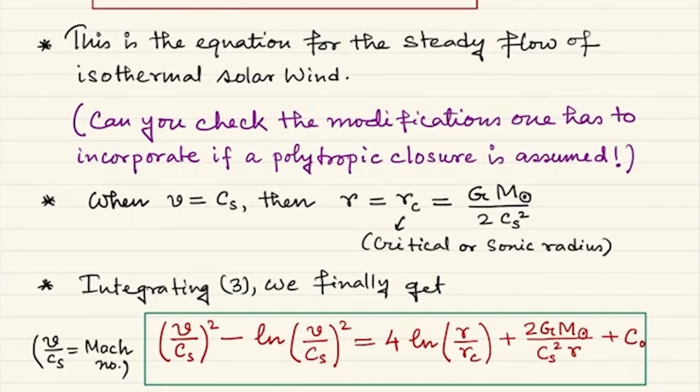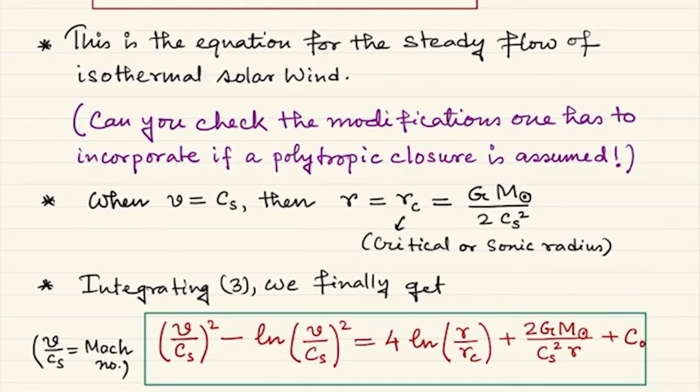But at this point, just think that it's a very reasonable consideration that the solar wind basically accelerates after generation. So it is reasonable to see that the velocity first starts to be less than Cs, then reaches Cs, and then overshoots Cs.